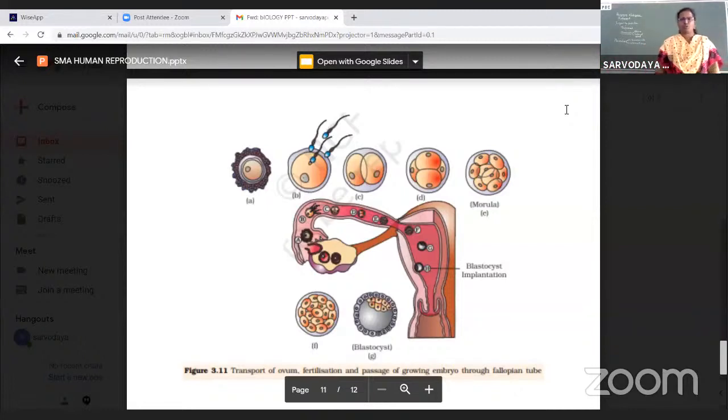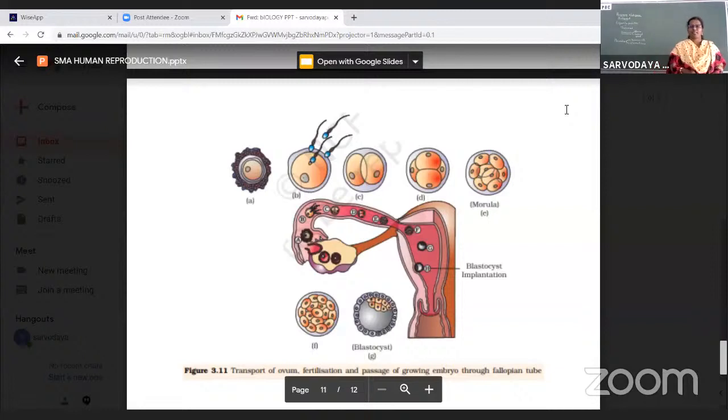Very good afternoon to all of you. Well, in yesterday's class we spoke about the menstrual cycle, followed by the process of fertilization. After fertilization, the first stage of development, what is it? Cleavage. After cleavage, the second stage is called the blastula.